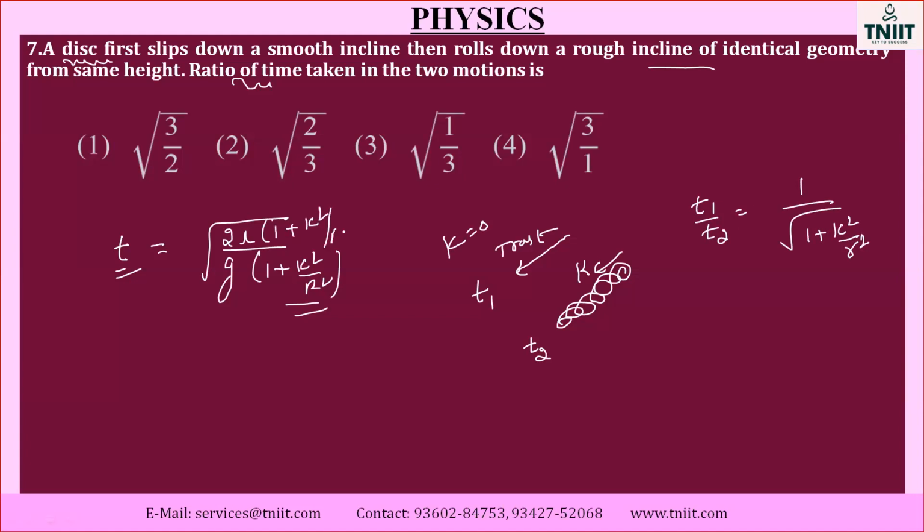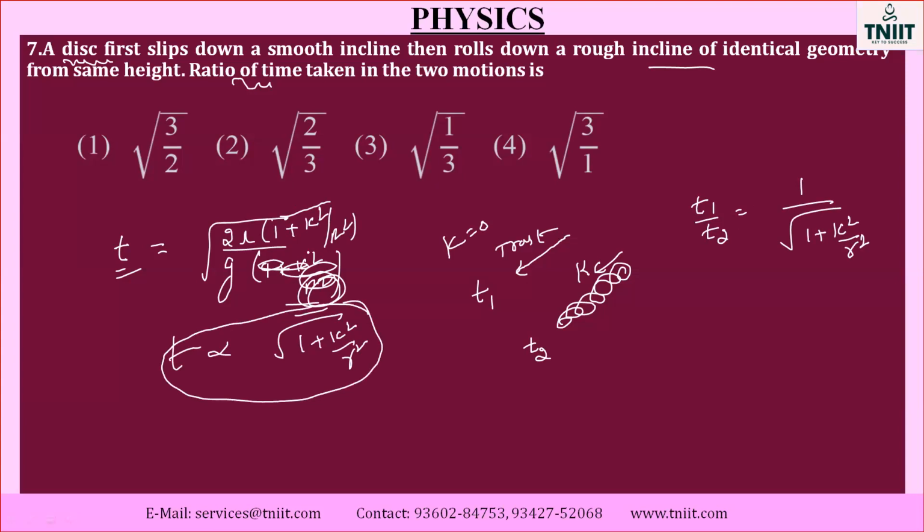The formula will be 1 plus K squared by R squared. 2L into root of 1 plus K squared by R squared into g. So time is directly proportional to root of 1 plus K squared by R squared. This term will come to the denominator in the case of velocity. If you are talking velocity, then it will be root of 2gh by 1 plus K squared by R squared. For time, it is root of 2L by g into root of 1 plus K squared by R squared. Here, the K value will be 0 for translation, so I am taking only 1. 1 divided by root of 1 plus.